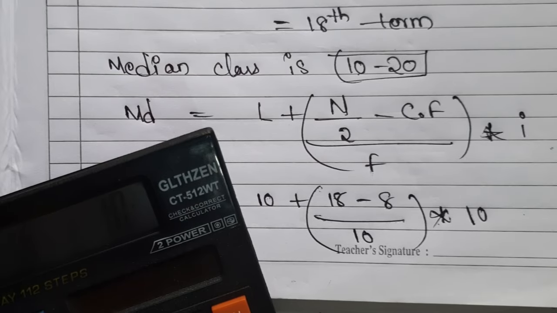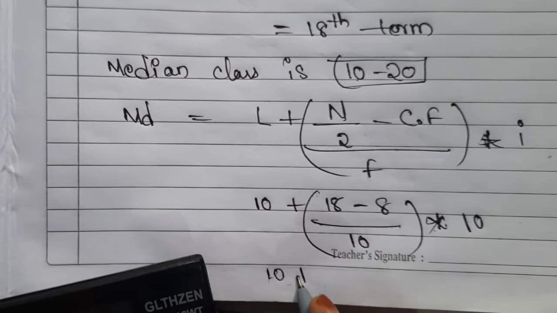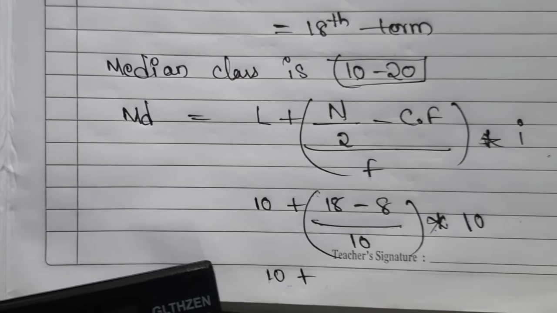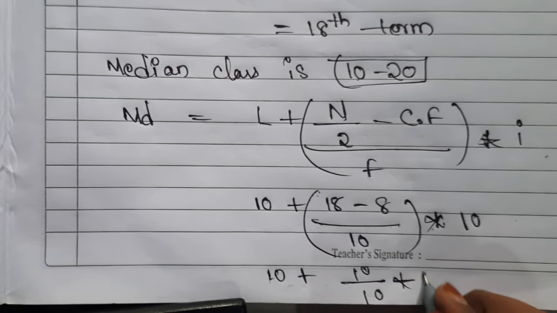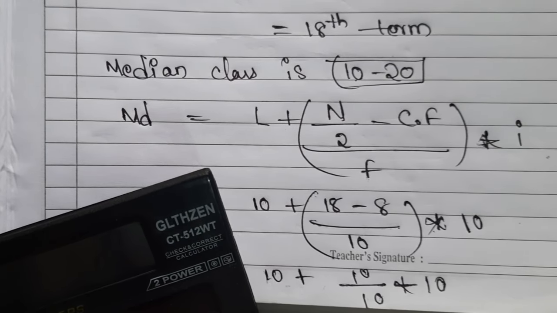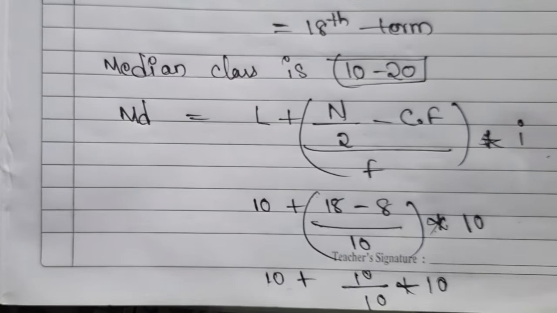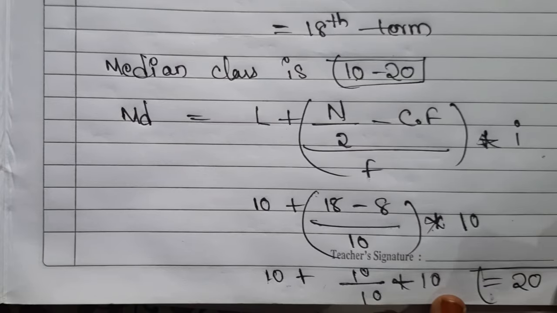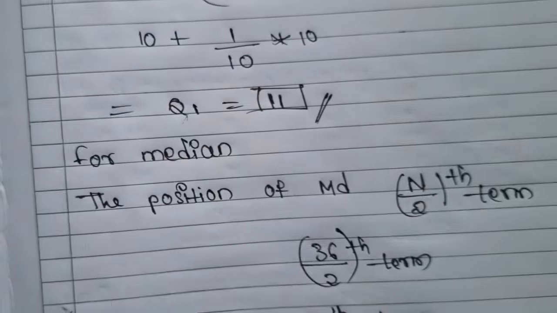10 plus, so let us do the calculation like this. 10 plus 18 minus 8, how much it is? It is 10. Okay, 10 by 10 multiply by 10. Let us do now. 10 plus 10 divided by 10 into 10. How much we got? We got 20. So here our median is 20. Okay, we got Q1, we got median, and we got Q3. Yes or no? So now let us substitute all the values into the formula.